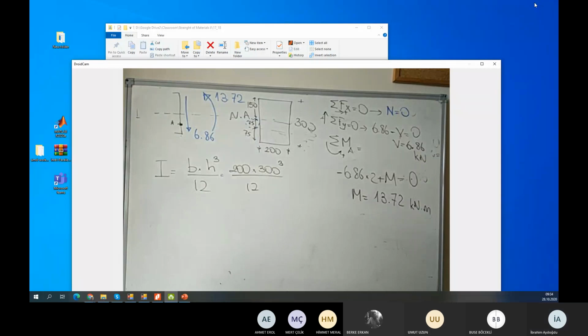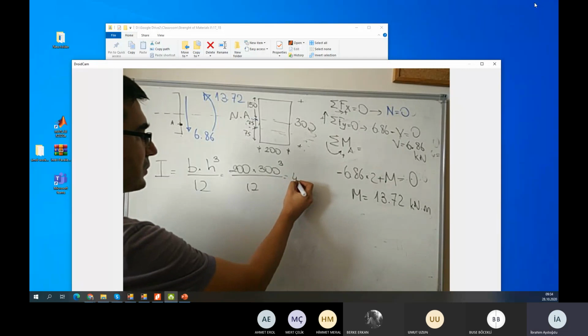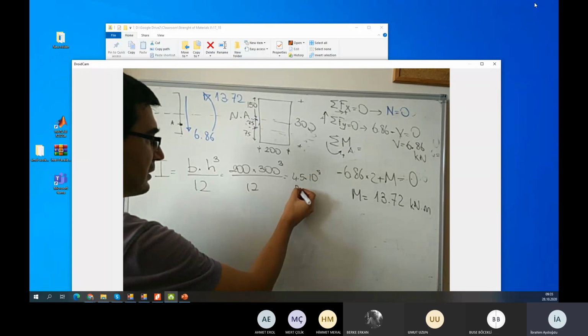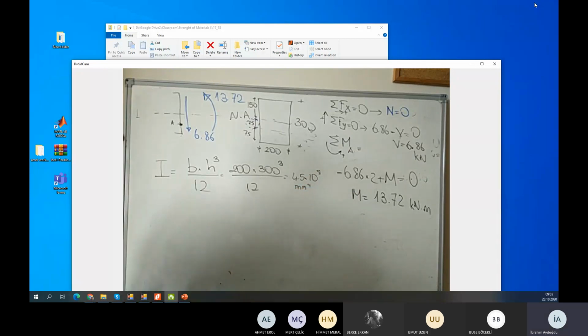I need a calculator. 200 times 300 cubed divided by 12 is equal to 4.5 times 10 to the power 8. The unit is millimeter to the power 4. So I computed the moment of inertia. Now I need to calculate the Q at point A.